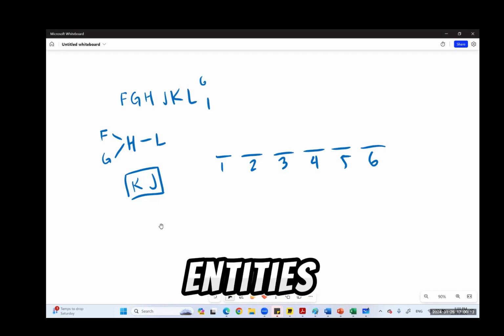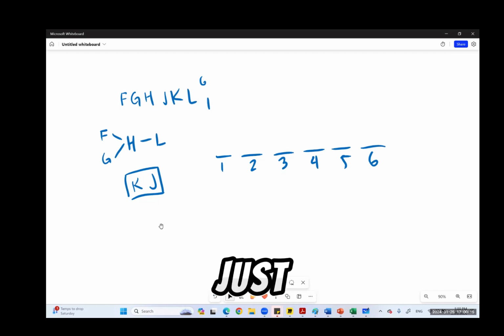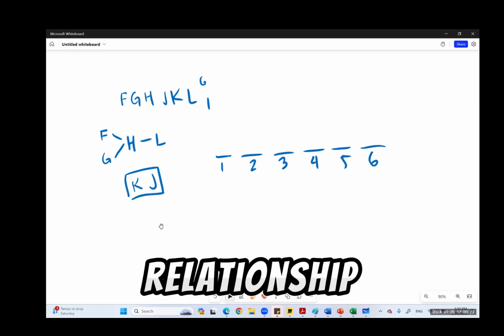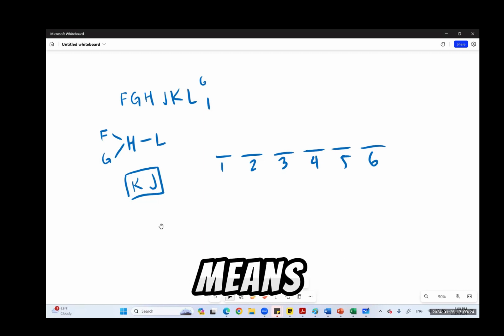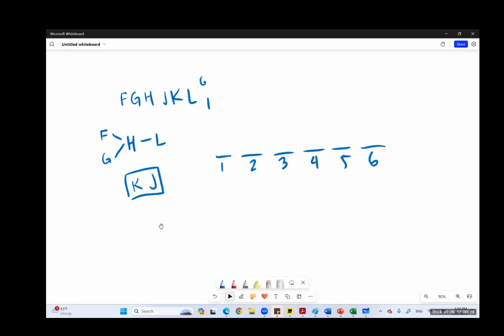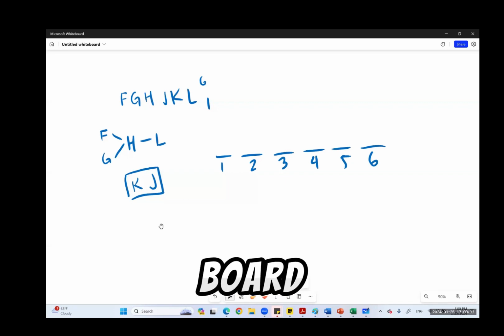So how many entities must go before F? We have to be careful here. Remember, in this case, this is just saying F goes before H, G goes before H. It's not actually telling me anything about F and G's specific relationship. So that ultimately means actually no one needs to go before F. And so that means there's nothing I can cross off for the game board.